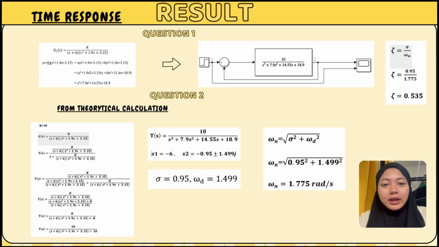This is the system modeling and the theoretical derivation. Starting from the open loop transfer function with the gain K equal to 10, we form the closed loop transfer function. The resulting denominator is a third order polynomial, and solving it gives one real pole at -6 and a pair of complex conjugate poles at -0.95 plus minus 1.499j. These dominant poles are then used to determine the system time response characteristics.